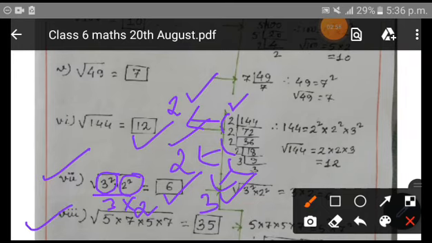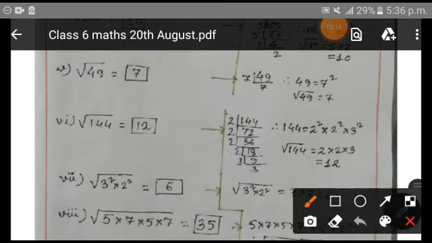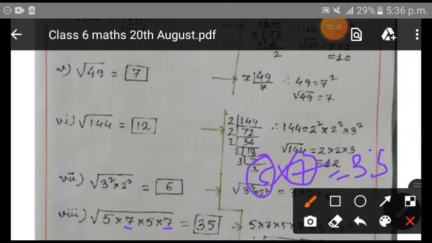Next one, root over 5 into 7 into 5 into 7. Now see, if I arrange and rearrange and write it, I will find that 2 5s are here, and from 2 5s a single 5 will come out. And from 2 7s a single 7 will come out. So 5 into 7, that is 35. This is the square root value, 35.